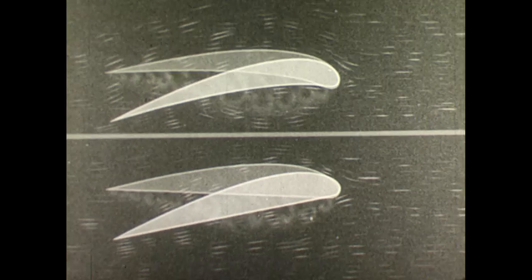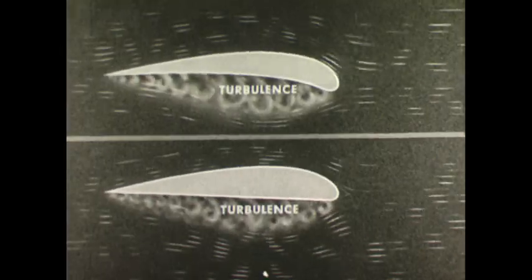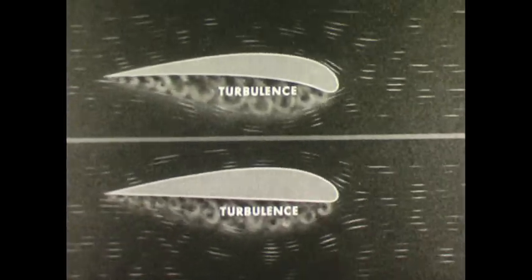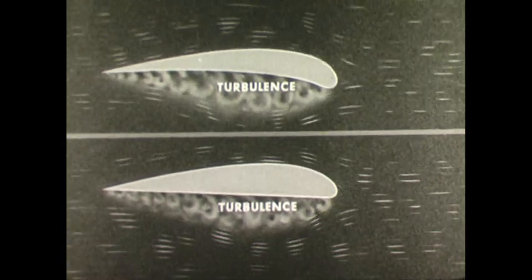Airfoils like these, with sharp curvature at the leading edge, present their most favorable attitude at large angles of attack. They are best adapted for heavy lifting airplanes. At low angles of attack, turbulence along the lower surface causes excessive drag.